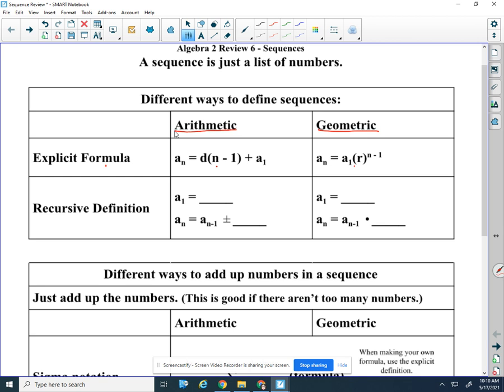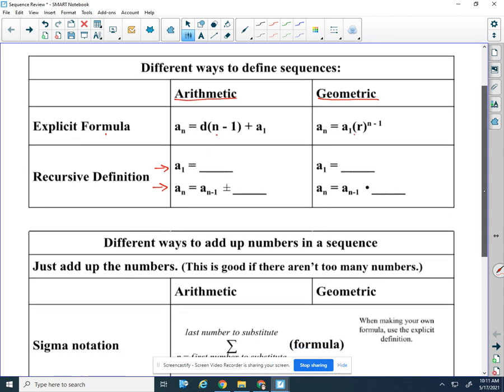Recursive definition means you have to count from the previous term and then use that to find your next term. What a lot of people missed on their sequence test, you have to have the first term, a sub 1, and then you have to say what happens to that.